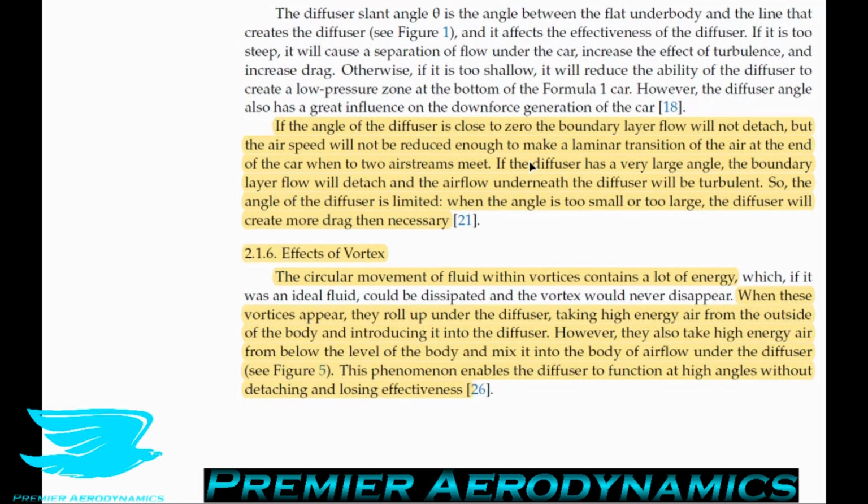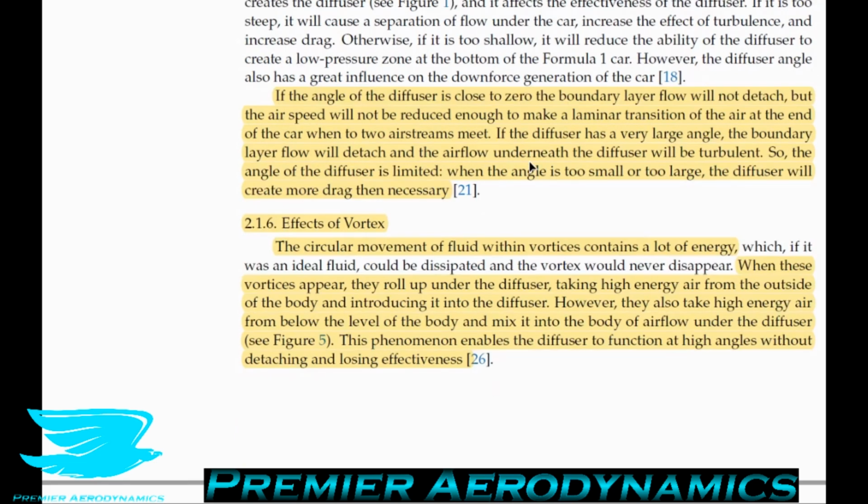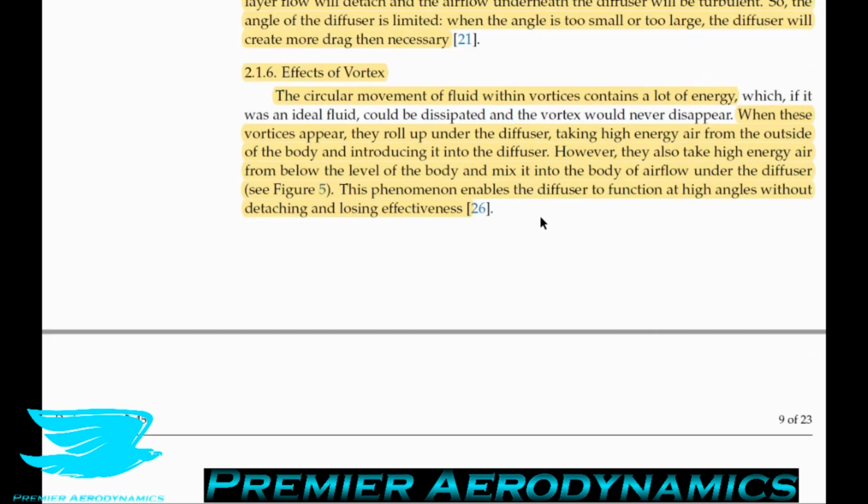So what about the effects of the vortices produced? This is a really interesting point here. They say the circular movement of fluid within the vortices contains a lot of energy. When these vortices appear, they roll up under the diffuser, taking high energy from the outside of the body and introducing it into the diffuser. However, they also take high energy from below the level of the body and mix it into the body of the airflow under the diffuser.